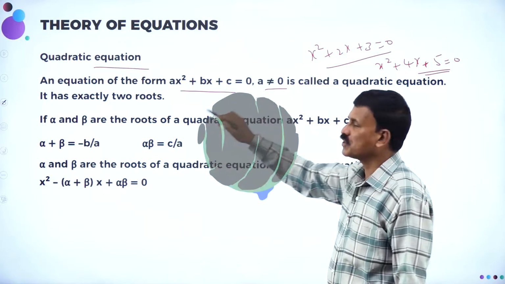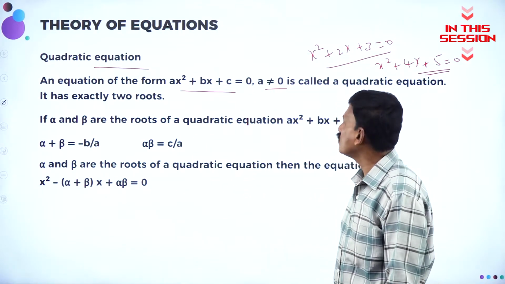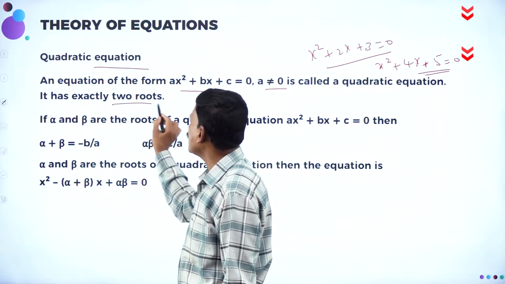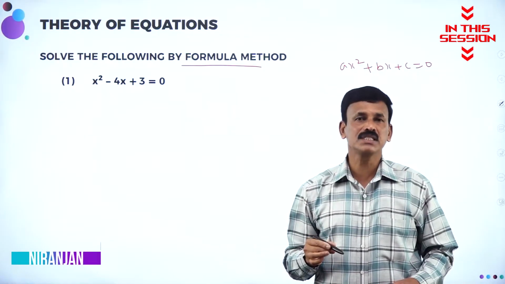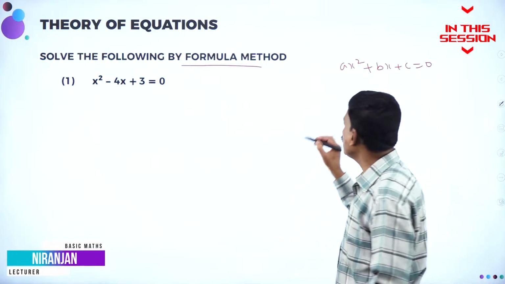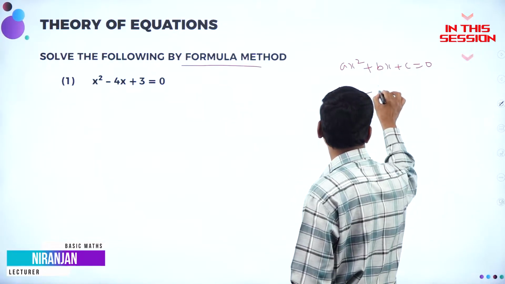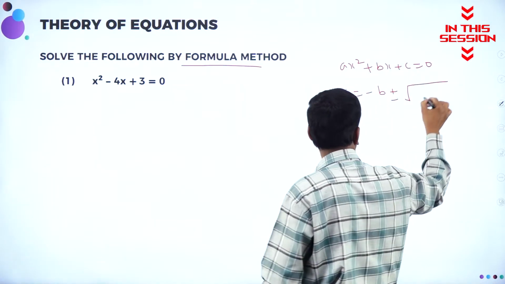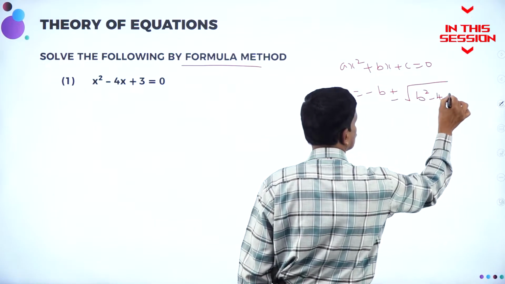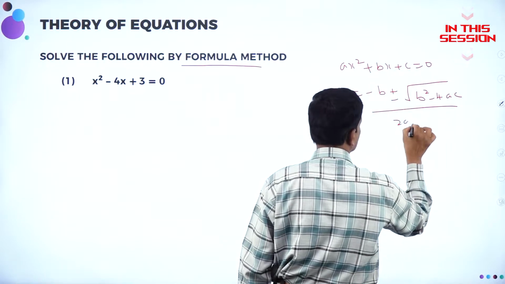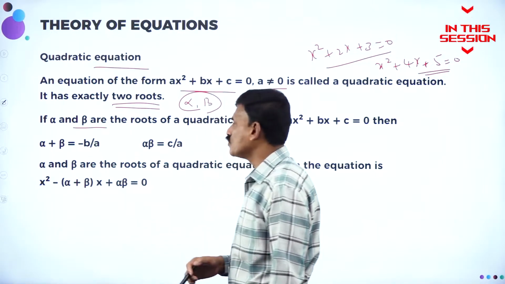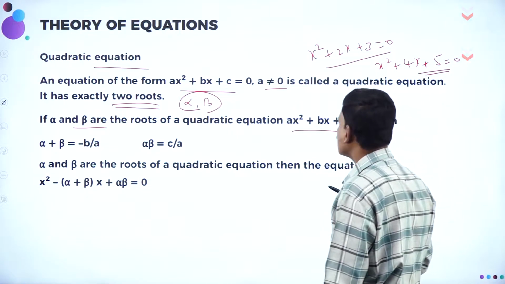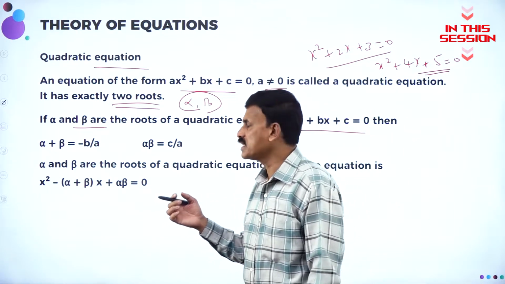Any equation of the form ax² + bx + c = 0 is called a quadratic equation, and this will have exactly two roots. This quadratic equation can be solved by the method of formula. The formula we are going to use is x = (−b ± √(b² − 4ac)) / 2a. If alpha and beta are the roots of a quadratic equation ax² + bx + c, then the sum of roots is always equal to −b/a.